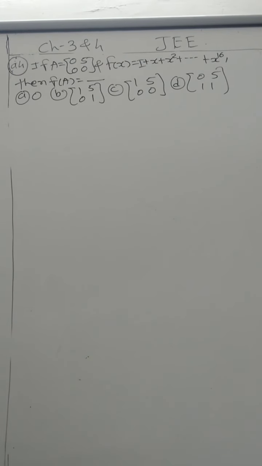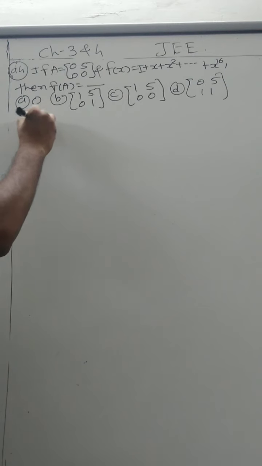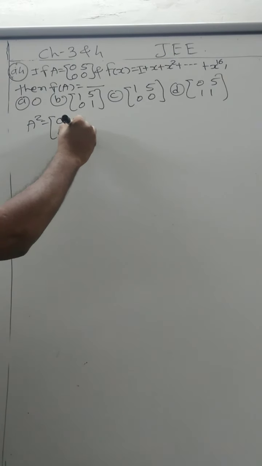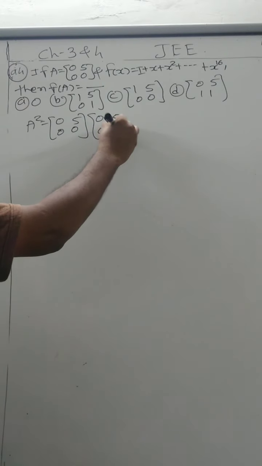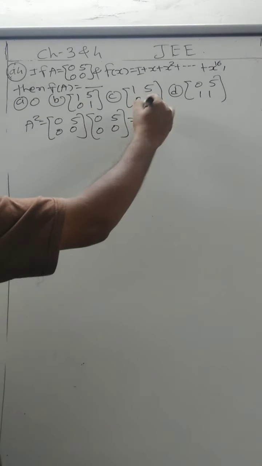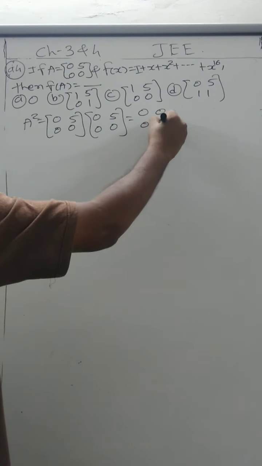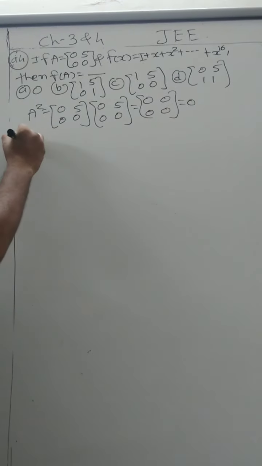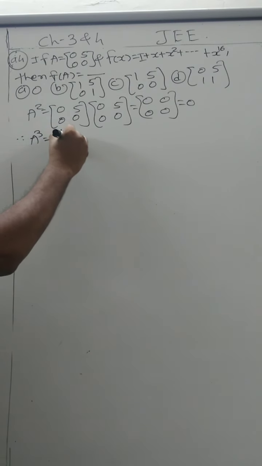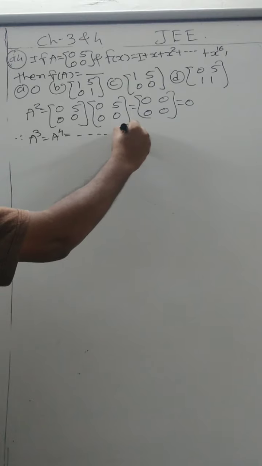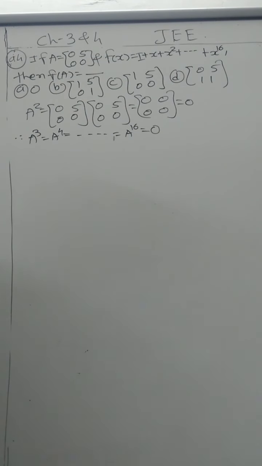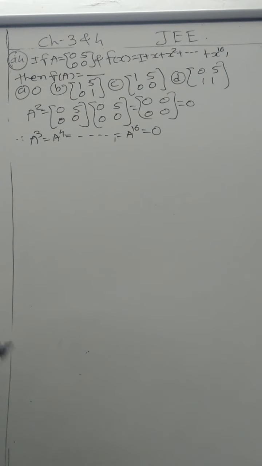Okay, next, 94. If A equal to [0, 5; 0, 0] and f(x) equal to I plus x square plus up to plus x raised to 16, then what is f(A)? So here all answers are given, but we first find A square. A square equal to [0, 5; 0, 0] times [0, 5; 0, 0]. So first of all 0, then 0, 0, 0. So it is 0. So now A cube, A4, up to A raised to 16, all are 0, because 0 matrix multiplied with any matrix gives 0.